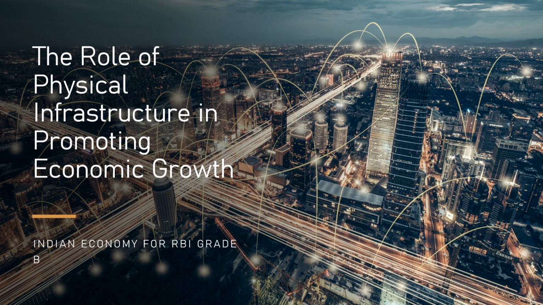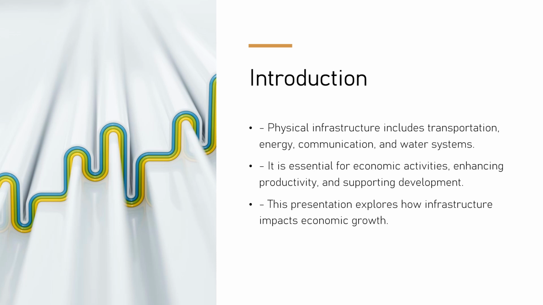What is physical infrastructure? Physical infrastructure refers to the basic facilities and structures necessary for the functioning of an economy. It includes transportation systems like roads, railways, airports, and ports, energy sources such as electricity and gas supply, communication networks like telecommunication and the internet, and water and sanitation systems. These are essential elements that support economic activities, enhance productivity, and create the foundation for further development.